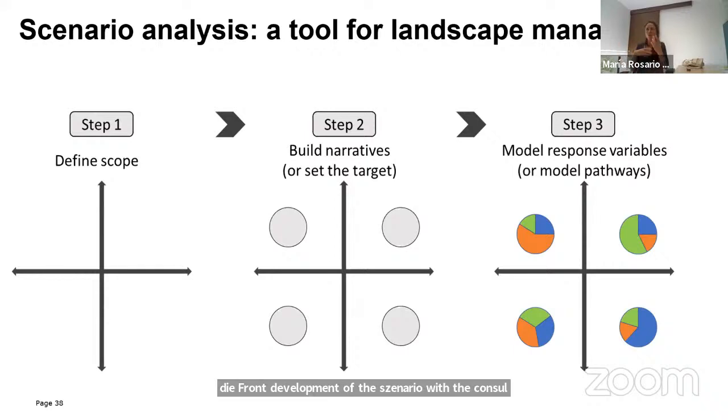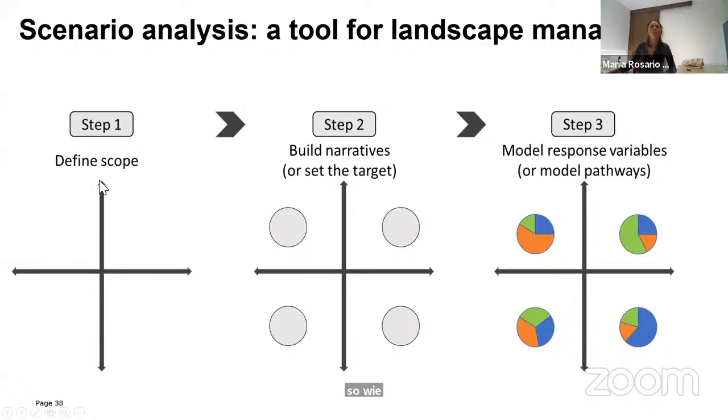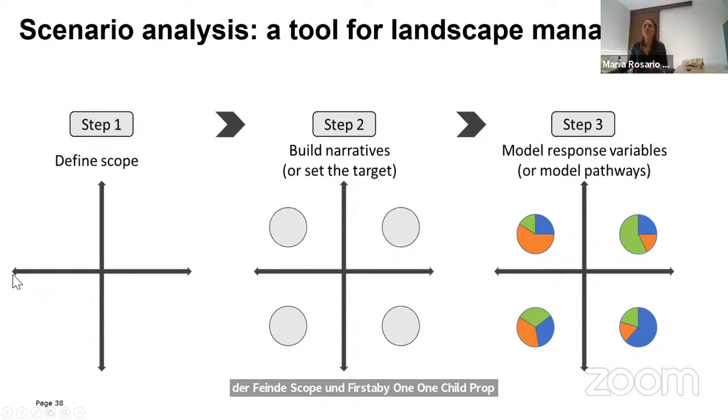And how we work with the scenarios is usually in three simple steps. First, we define the scope. We first define, for example, which are the axes that we are interested to look at. For example, we want to promote more conservation or less conservation, or intensification, or this is the typical debate, more intensify or less intensify. That could be, for example, the four axes.